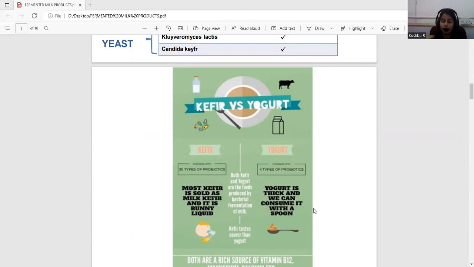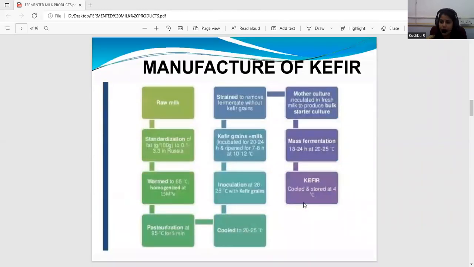This kefir is a fermented milk, as we have discussed, whereas yogurt appears like a thick cake. To see the last thing, that is the manufacture of the kefir, which is very important. Here we have the raw milk that has been harvested, usually cow milk, sometimes buffalo milk, which is standardized, where their fat content and quality are assessed.